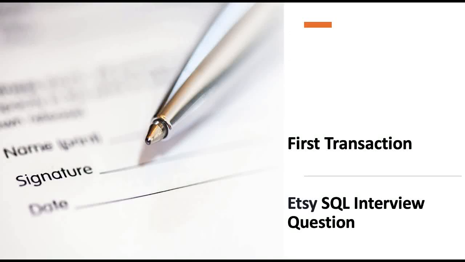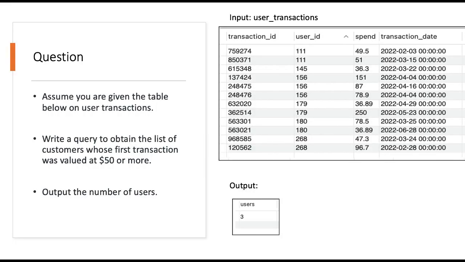Hello everyone. Today we are going to see a very interesting SQL interview question, first transaction. Let's get into the problem statement. Assume that you are given a table below on the user transaction. Write a query to obtain the list of customers whose first transaction is greater than $50 or more. Output the number of users.